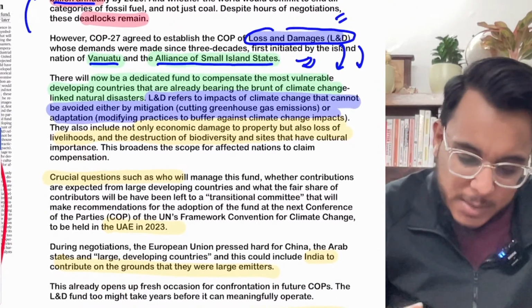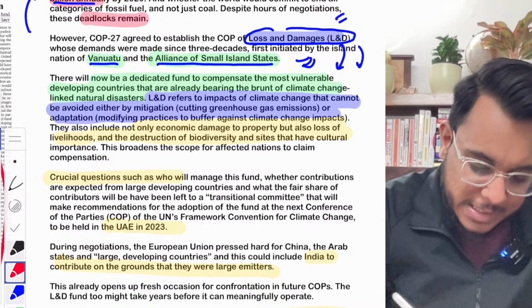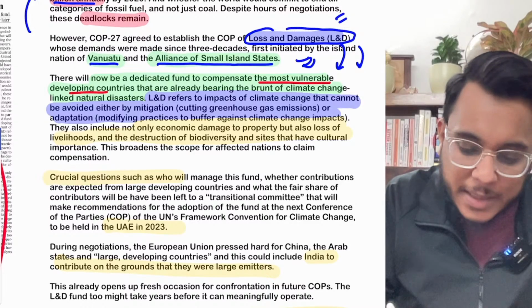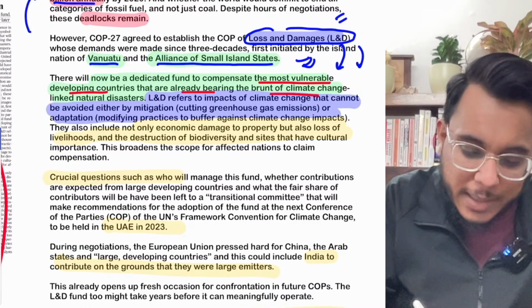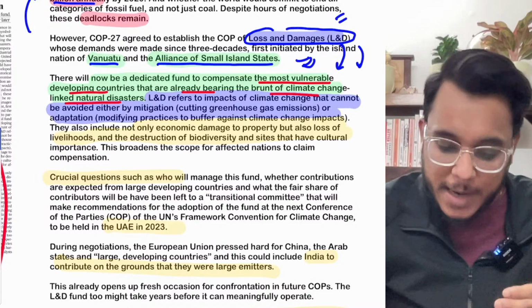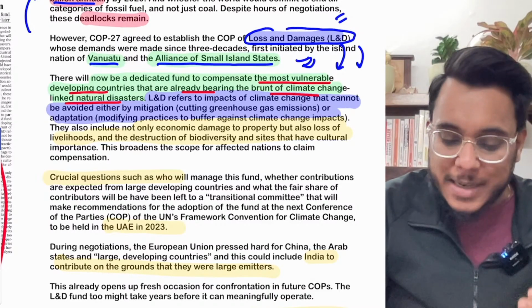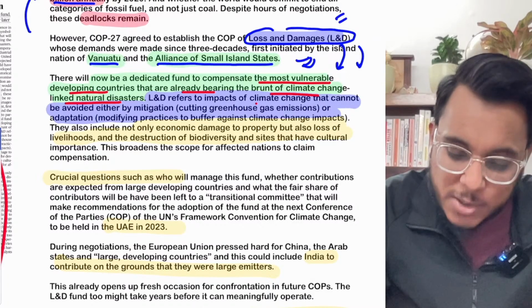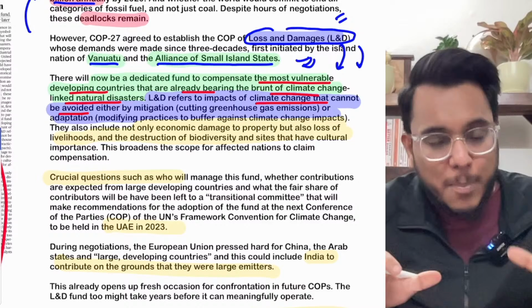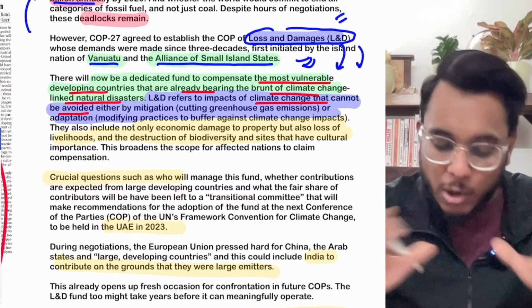Now understand this particular thing, guys, this fund is being created to compensate the most vulnerable developing countries that are already bearing the brunt of the climate change linked disasters. Fine. Now what is the loss and damage? So basically, guys, this loss and damage pertains to the impacts of climate change that cannot be avoided. Okay, there are some impacts that will happen, you cannot avoid them.